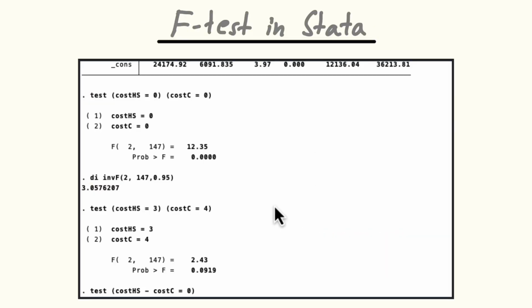The last thing left for us to do is to look at p-values in Stata. We'll start with this test, where we tested two coefficients against 0. We obtained a test statistic of a little over 12, much bigger than the critical value, so we reject it. Alternatively, we could have determined rejection by looking at the p-value, which is very close to 0, so definitely smaller than our nominal level of 5%.